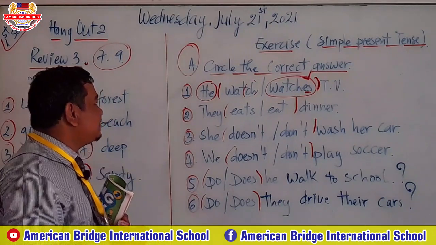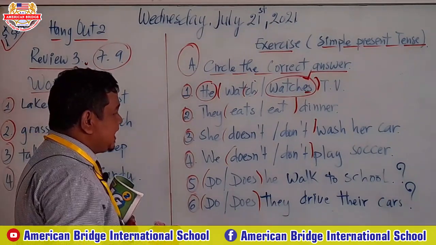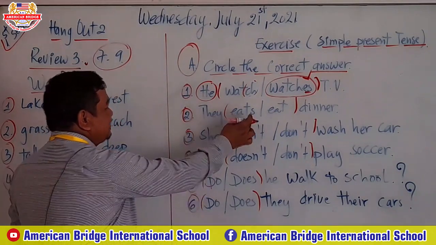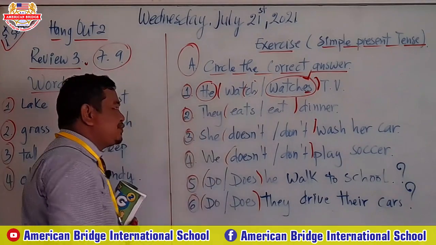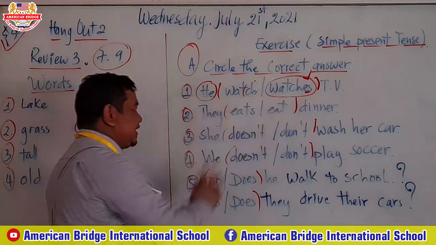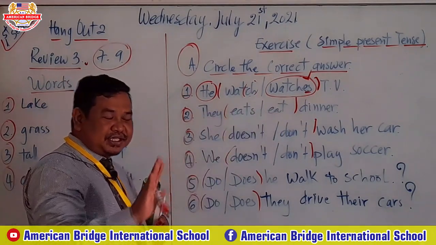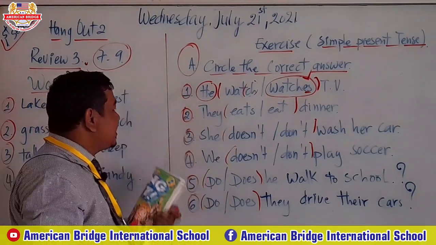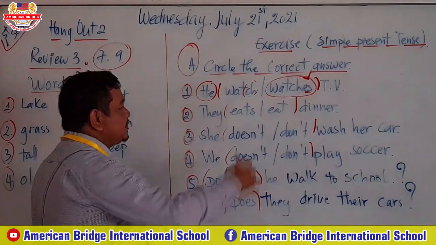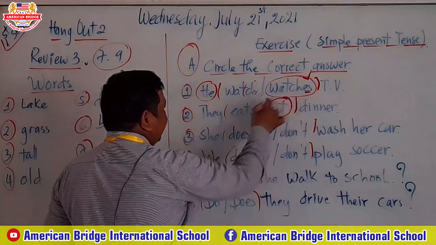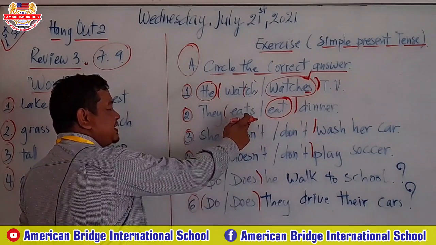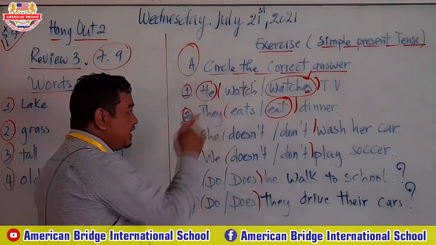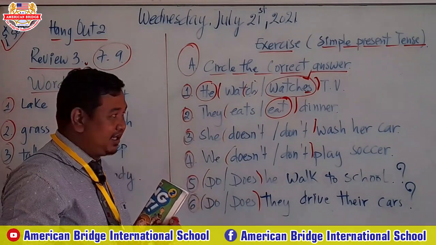Okay, so now move to the other one. They eat dinner. So this one is eats, with s, and this one is eat, no s. Which one? They is third person plural. They, a lot, 1, 2, 3, 4, 5 of them, right? So they eat, you have to circle this one. Why? Because the one with s is used with third person singular subjects only. For plural, it's normal. Understand what I mean?